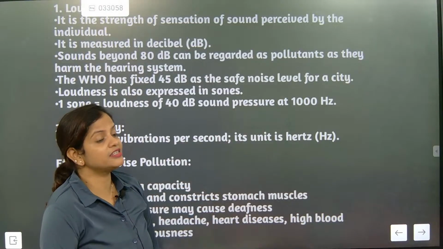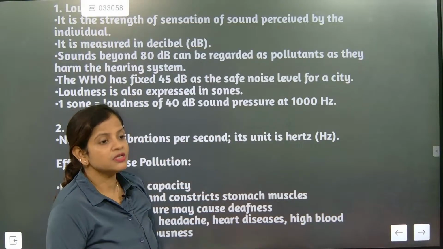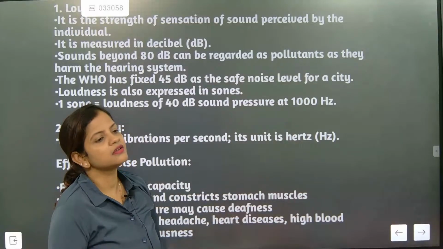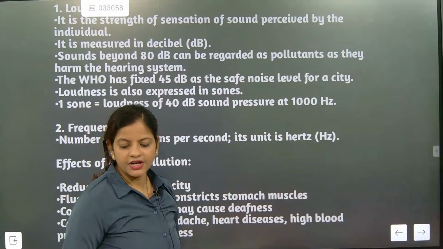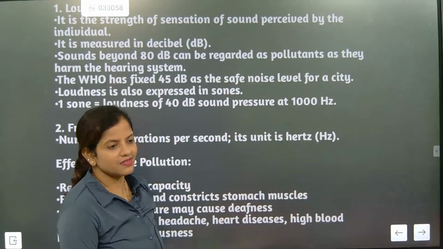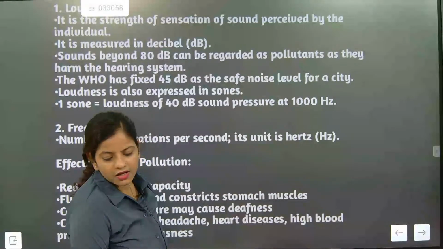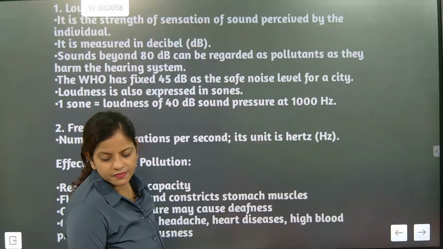So yes, 4R is there. What are the 4R? Reuse, recycle, reduce, and refuse. Definitely. Don't use those items which are non-biodegradable. That's it for today.